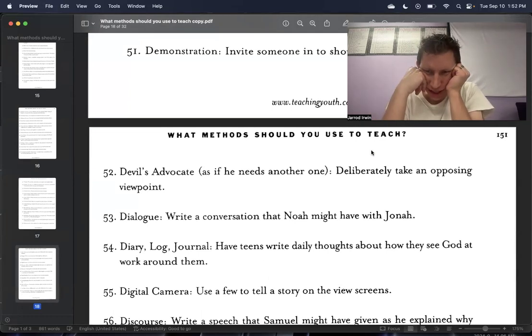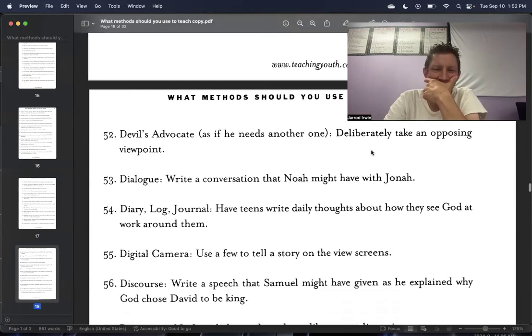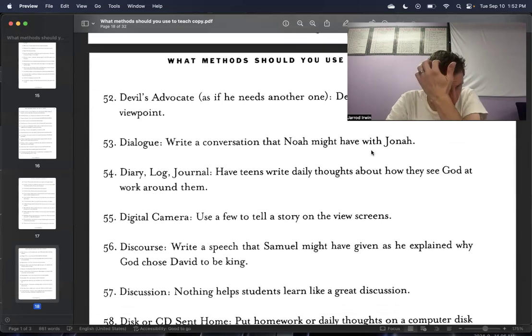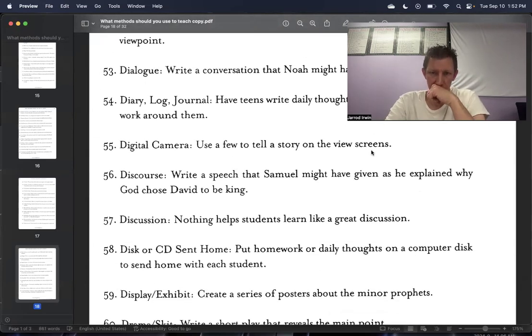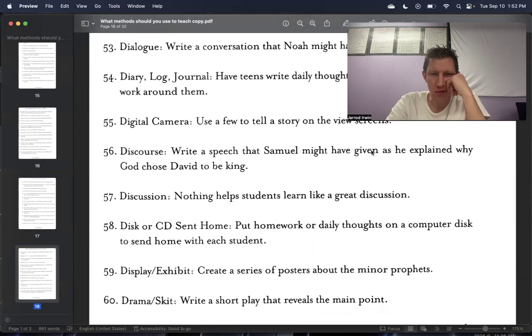Debating, deliberately taking an opposing viewpoint. Dialogue, right? A conversation that Noah might have with Jonah. Okay. Diary, log, journal. Have teens write daily thoughts about how they see God at work around them. Digital camera. Use a few to tell a story on the view screens. Discourse. Write a speech that Samuel might have given as he explained why God chose David to be king.